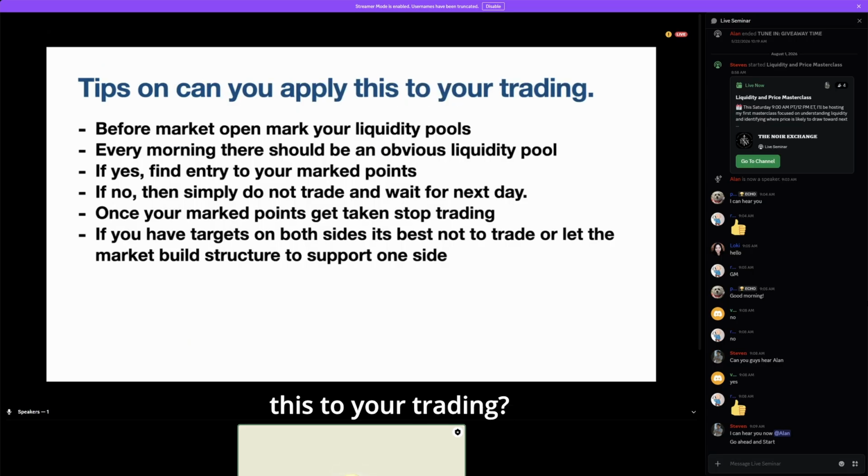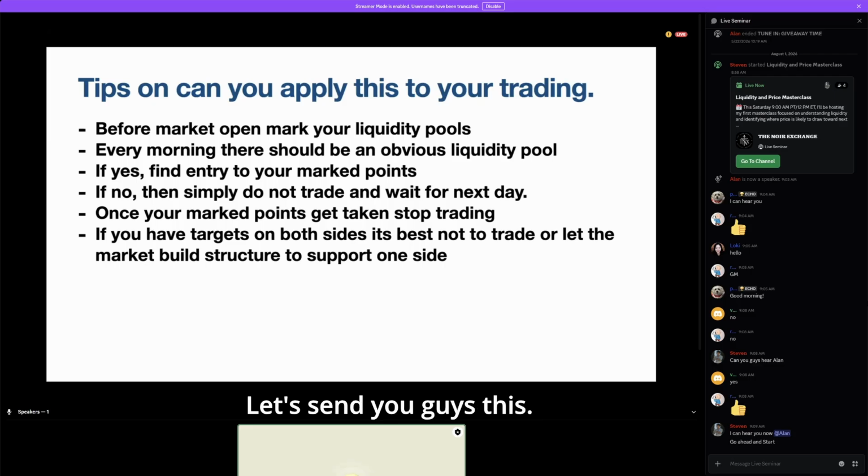So how could you apply this to your trading? What I do is, before market open, I ask myself, do I have stacked lows or highs? Do I have my session liquidity marked? Is there a new day opening gap? Is there a new week opening gap? And you just want to mark those on your chart. And then every morning, there should be an obvious liquidity pool. Like every morning, when I send my biases, that's what I'm literally sending.